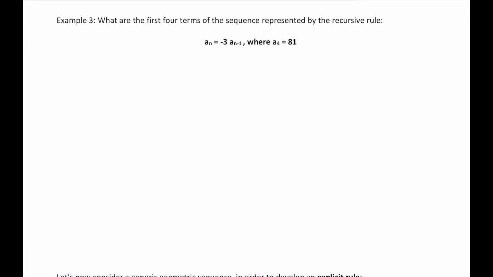All right, example 3. What are the first 4 terms of the sequence represented by the rule? Okay, the value of the next term is negative 3 times the term that comes before it, where the fourth term is 81. I'm given the fourth term. It's 81. And this recursive rule tells me that each term is found by multiplying negative 3 times the term that comes before it.